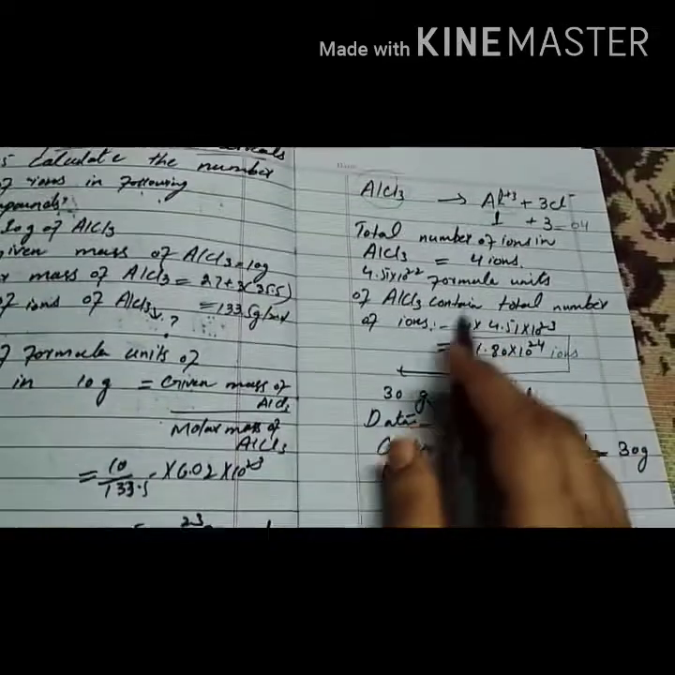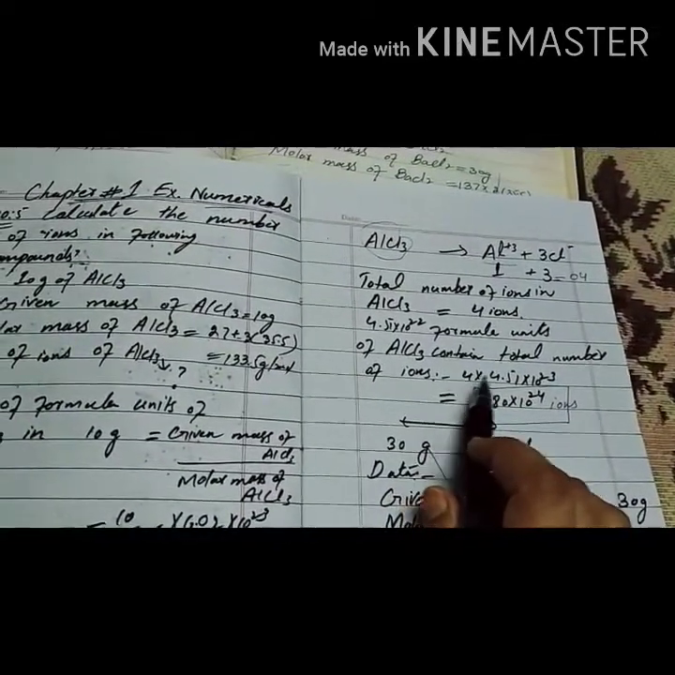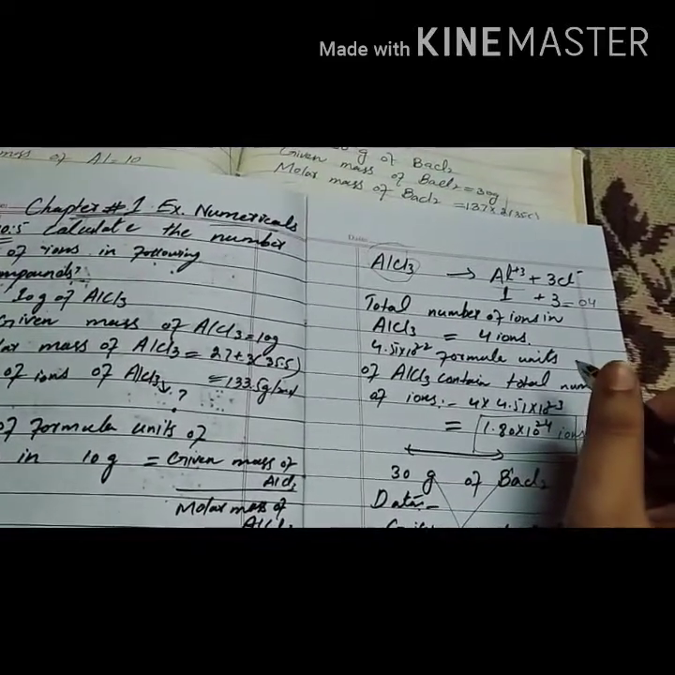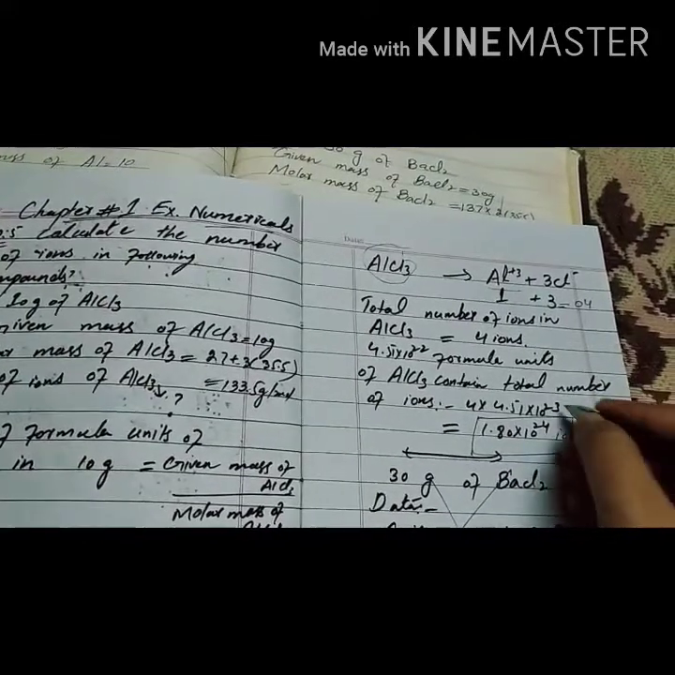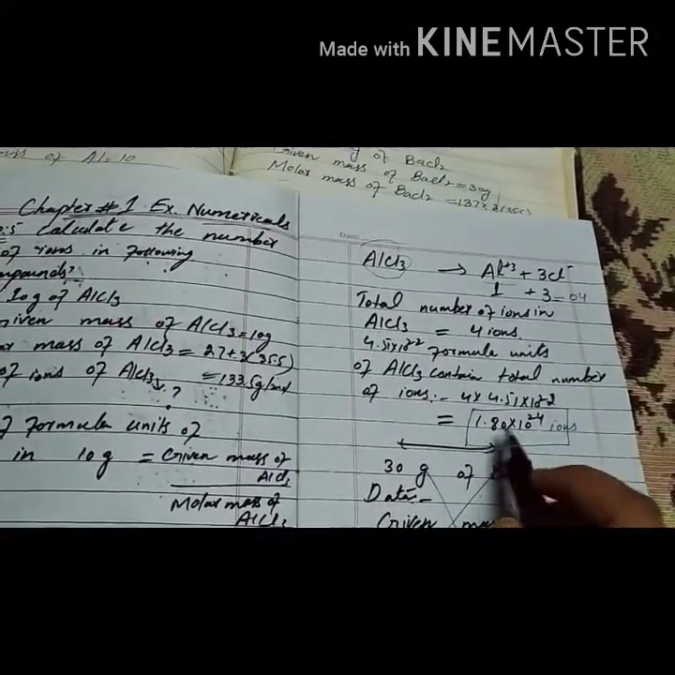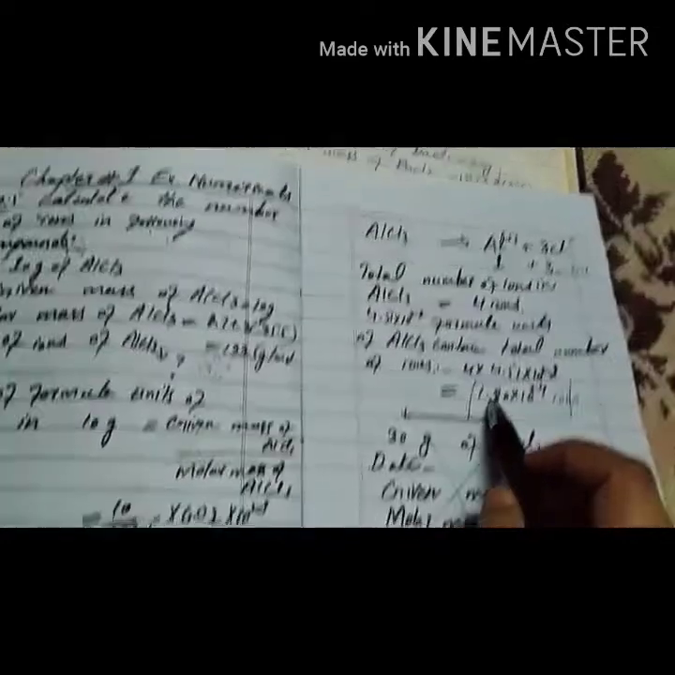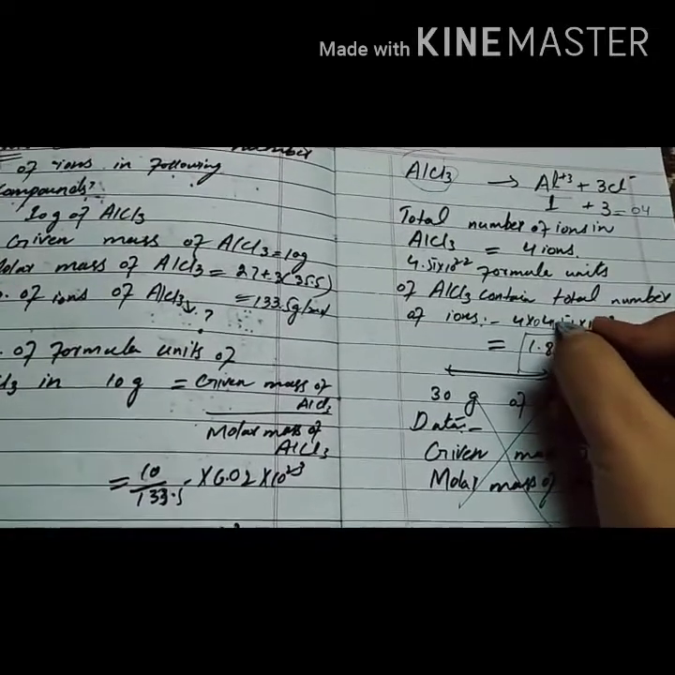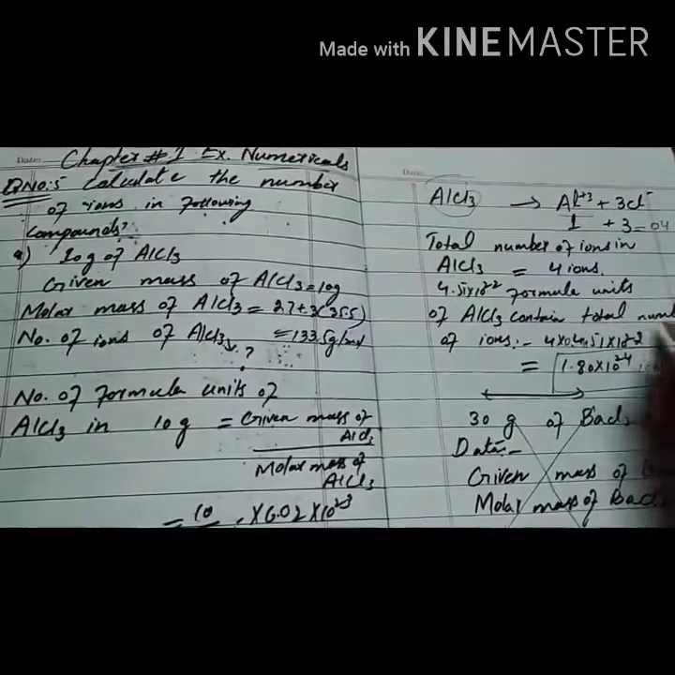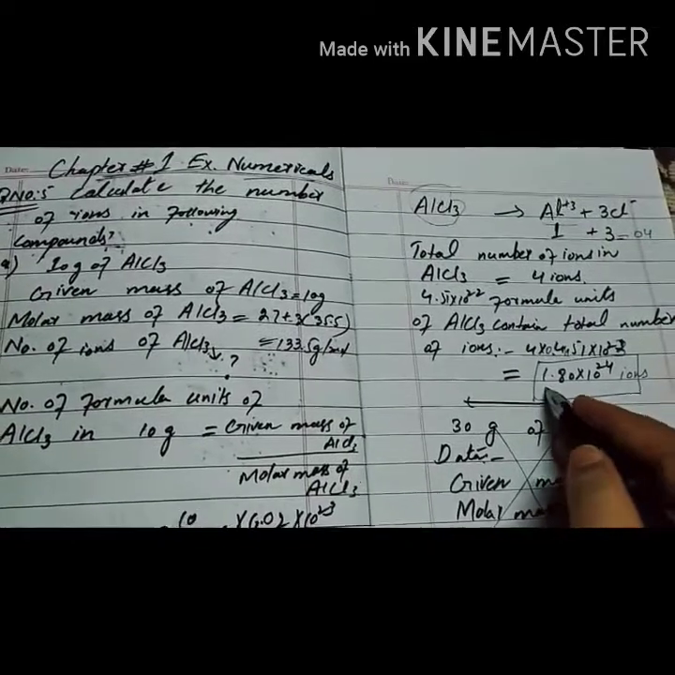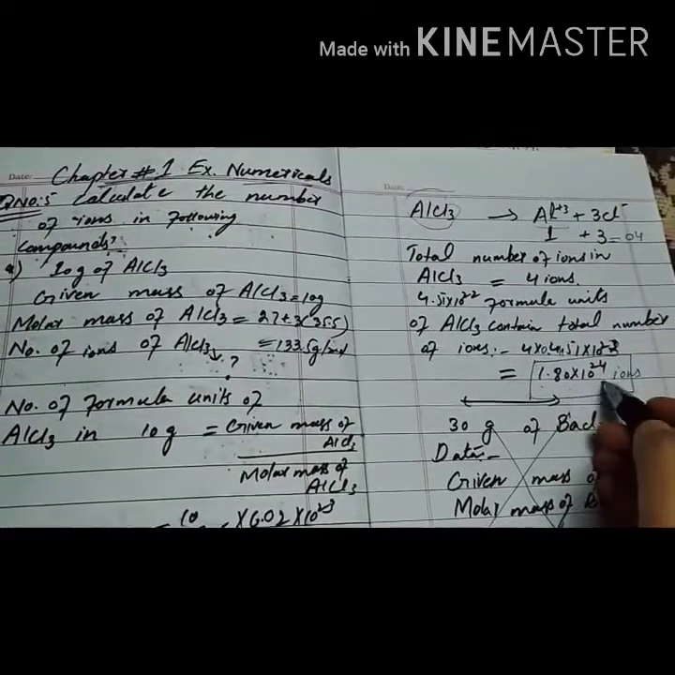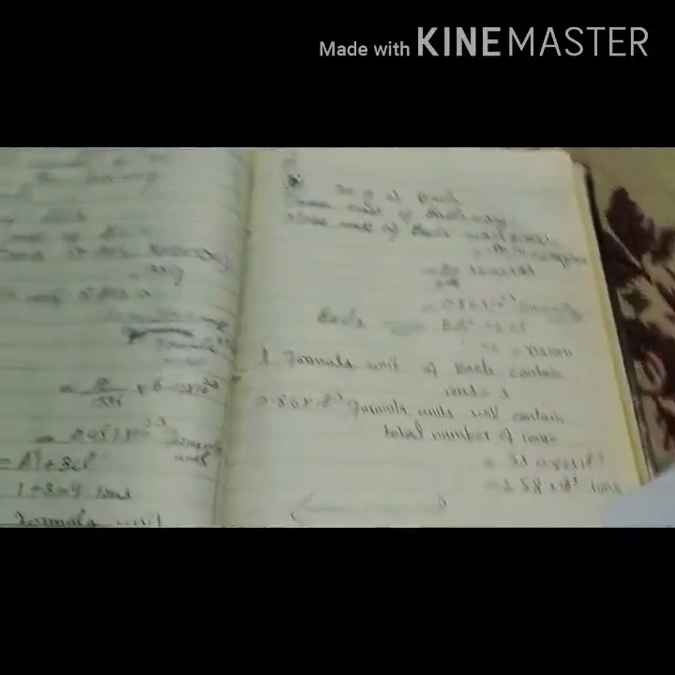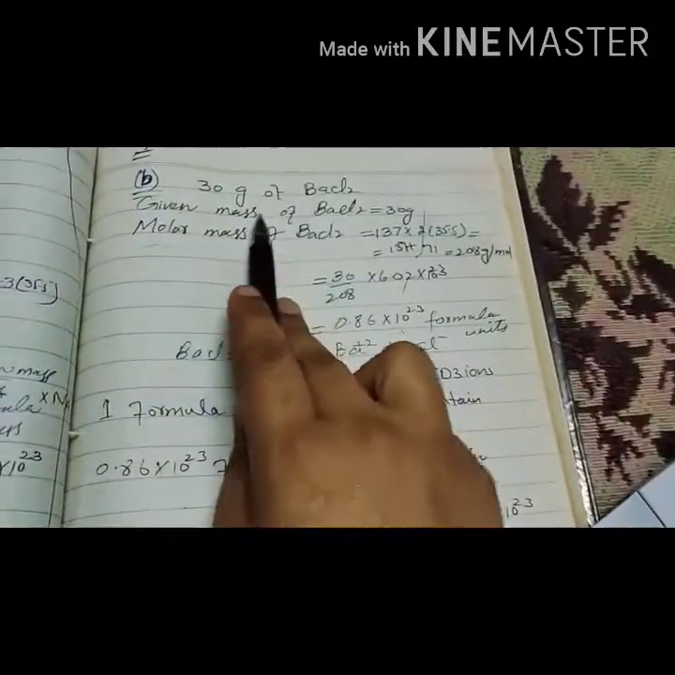10 raised 22. When we divide 4.51 10 raised 22, it will be equal to 0.45 10 raised 23, it will be equal to 1.80 10 raised 24 ions. So next is 30 gram of barium chloride.